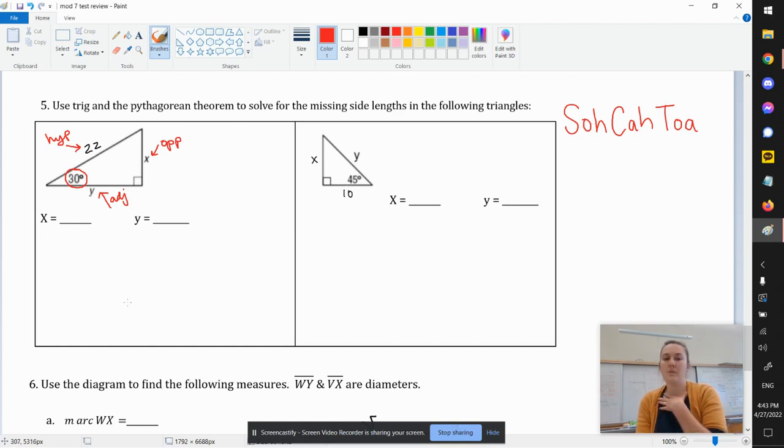So here, I'm going to solve for x first. I'm going to say that the sine of 30 degrees is the opposite, x, over the hypotenuse, which is 22. Now, I'm going to plug sine of 30 into a calculator. Sine of 30, we get 0.5.